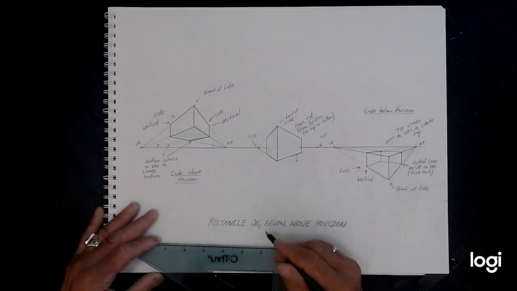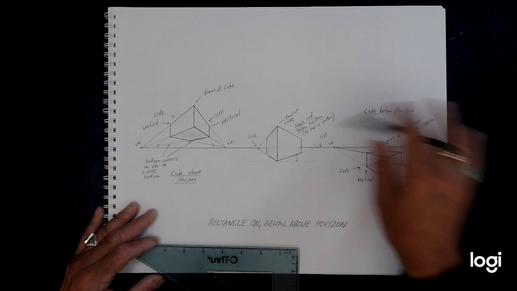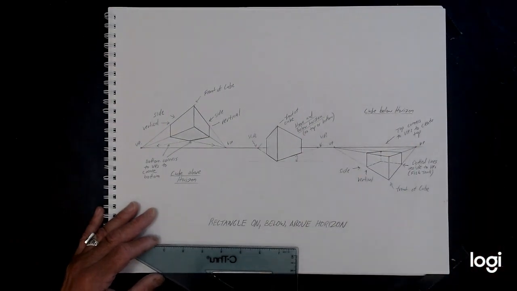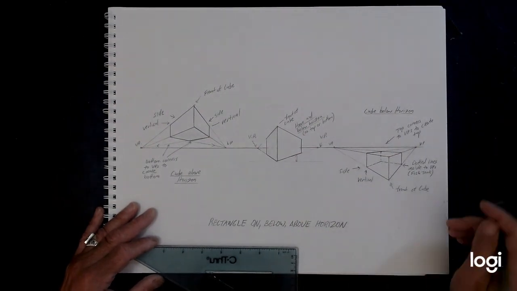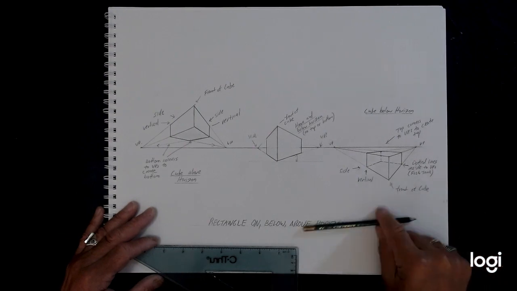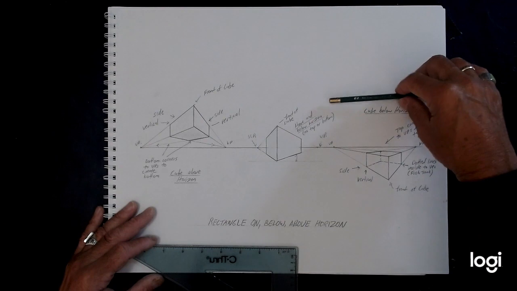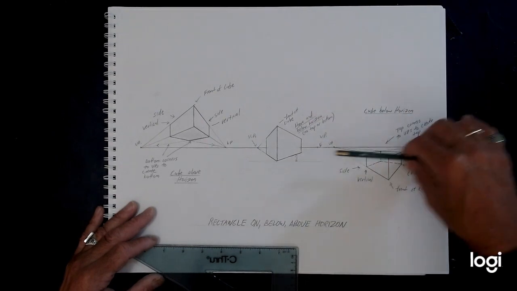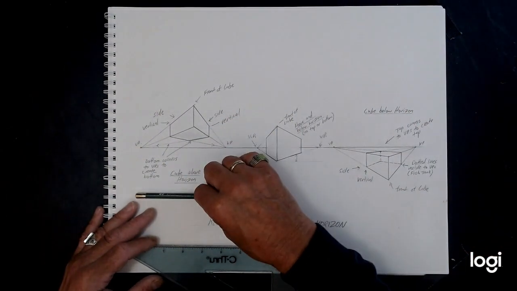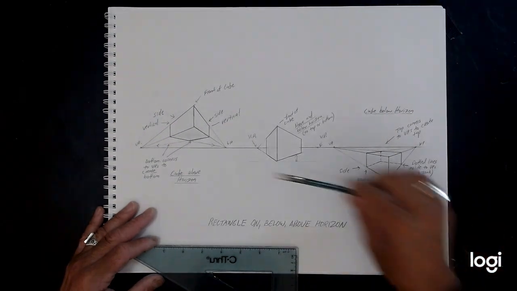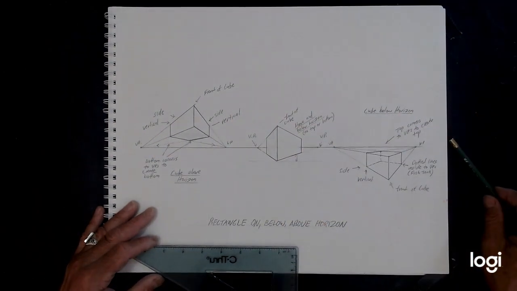So that's it. That's a rectangle. I say cube on these. It's not a perfect cube, but rectangle on, below, and above the horizon line. And remember, the horizon line is something we're creating, and then we're looking as if where our eye level is above the horizon line, or our eye level is below the horizon line, or through the middle of it.